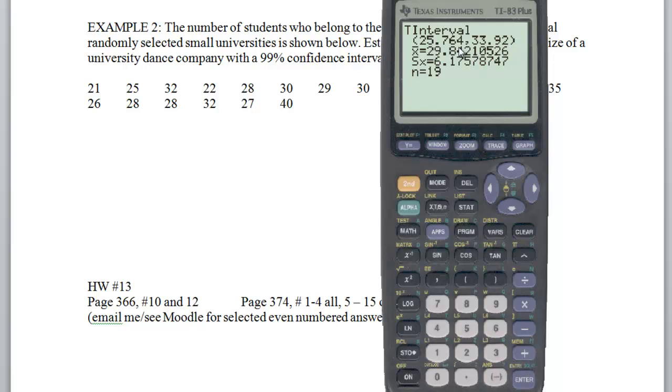So you'll notice that there is some rounding error, but it's well within the margin that's acceptable for tests and homework. So thank you. I hope you learned something new about the graphing calculator and about doing these tests, to wrap up Chapter 7, z interval tests and t interval tests. Thanks for watching.